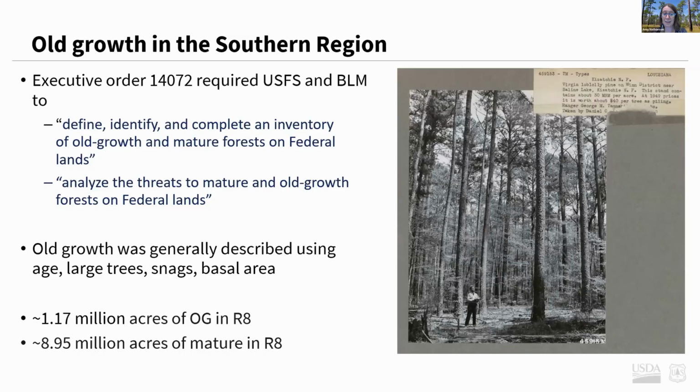And then just to highlight the picture that we have here, in case you can't read it, the text on the photograph at the right references 1949 prices. So this is a picture of an older pine stand in the southern region.